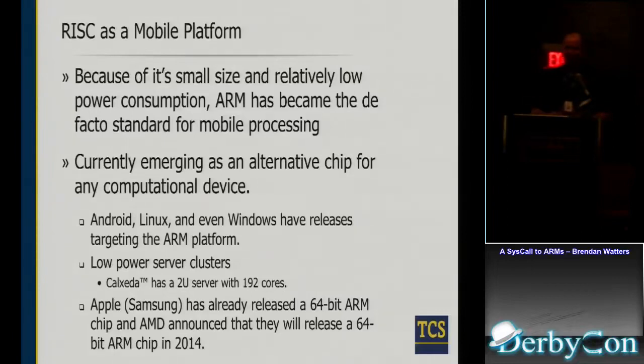The Calzada 2U server that they have has 192 cores in a 2U rack space, which is kind of awesome. The only thing that's been keeping it from going further is the fact that up to this point, ARM has been a 32-bit architecture. Everybody keeps talking about releasing 64-bit, and because 32-bit can't address the kind of memory that some servers need, it just hasn't been really adopted.